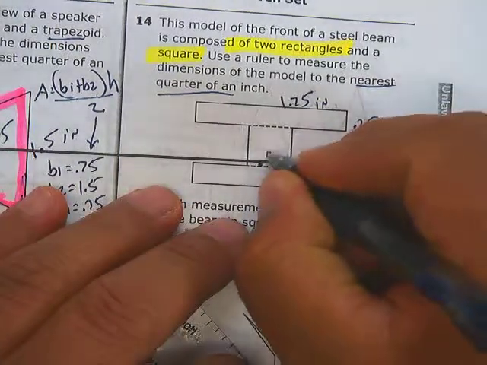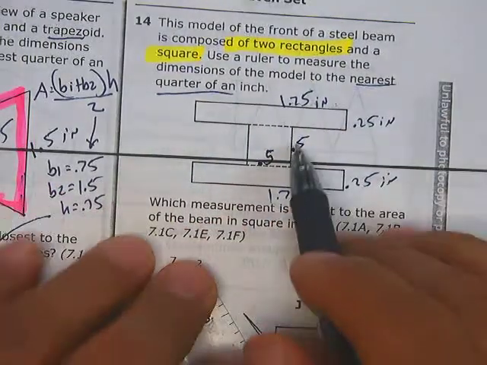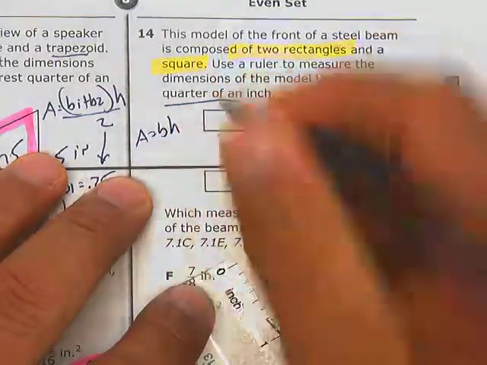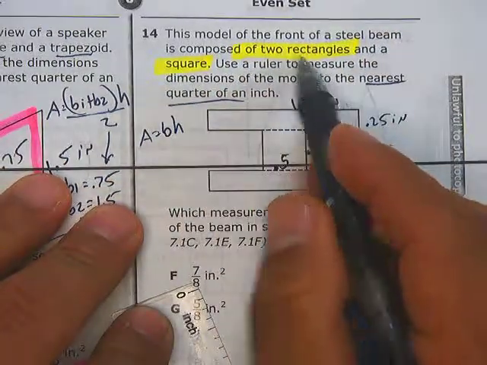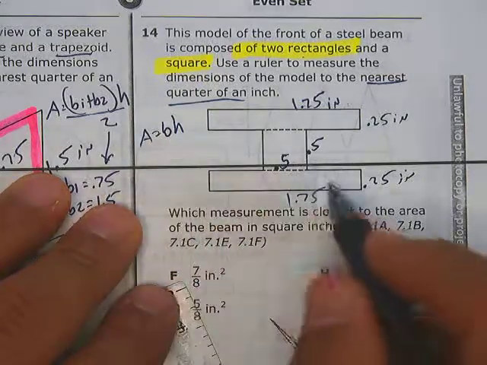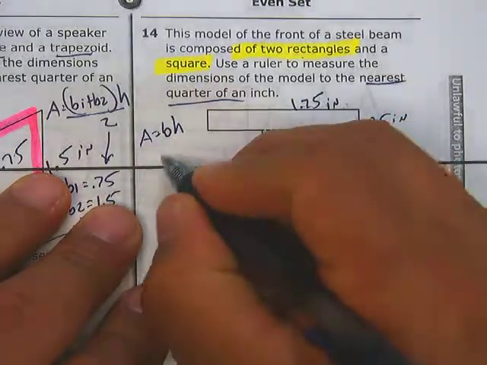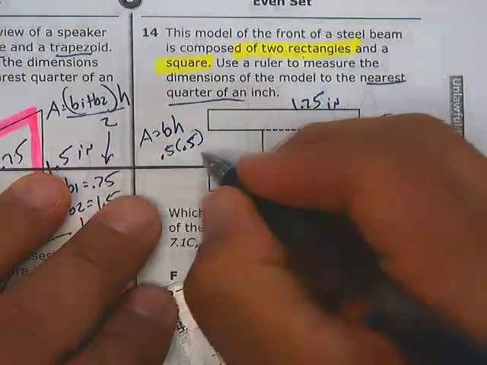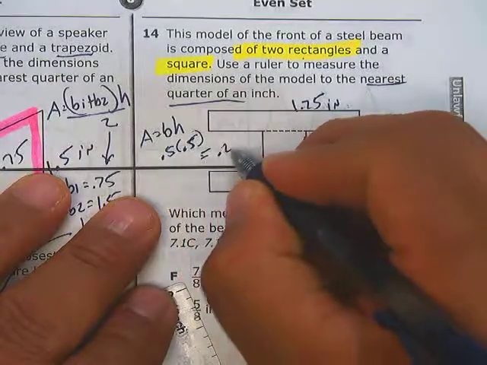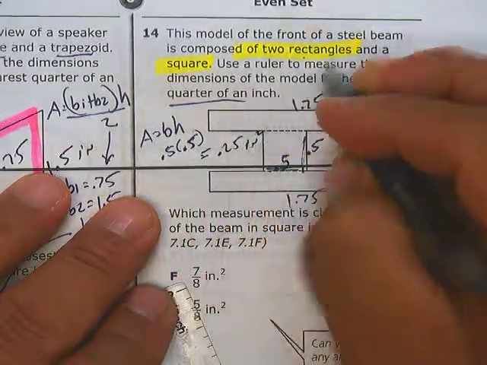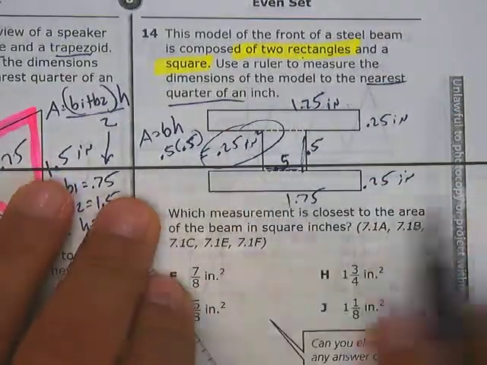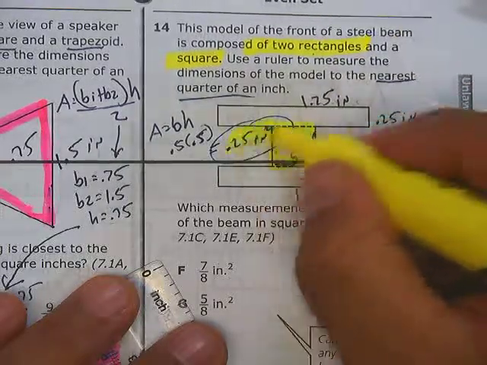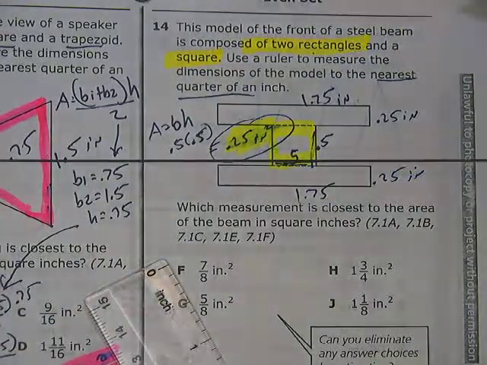Well, now we need to measure the square, and the square measures about 0.5. And so if this is 0.5, that means this is also 0.5, because that's the square. And so then I know the formula is going to be base times height for everything, because it's rectangles and squares. So this would be base times height, so 0.5 times 0.5. Well, 5 times 5 is 25, and two numbers to the right of the decimals means that you have 0.25 square inches. That is the area of the square.